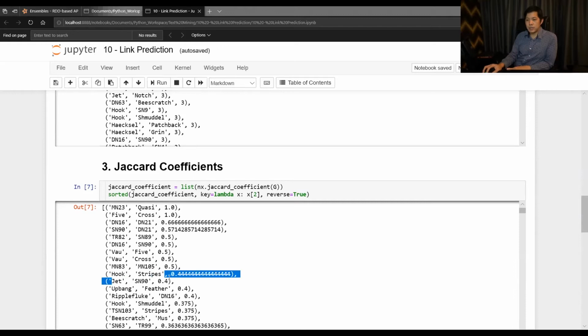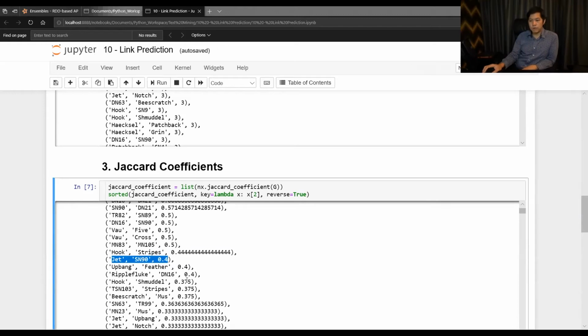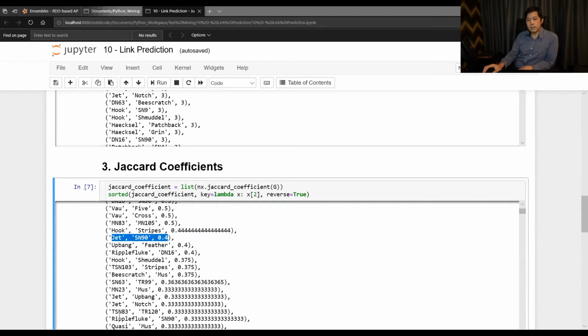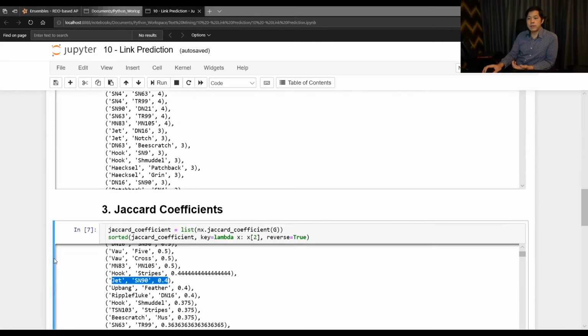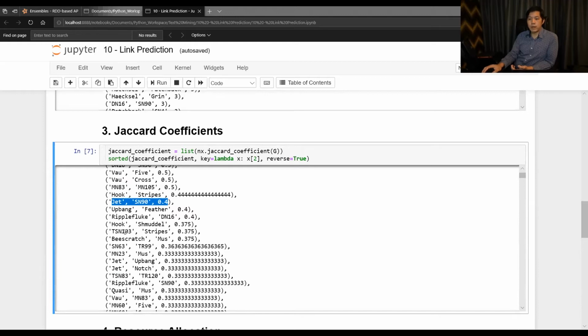You can see that Z and SN90 have the coefficient of 0.4. And the others are ranked down. Z and upbank now it's not 0.4. Here it's 0.4. But here you can see that now we have ranks based on the closeness, the common elements between the two normalized by the number of connections. Okay, let's switch.